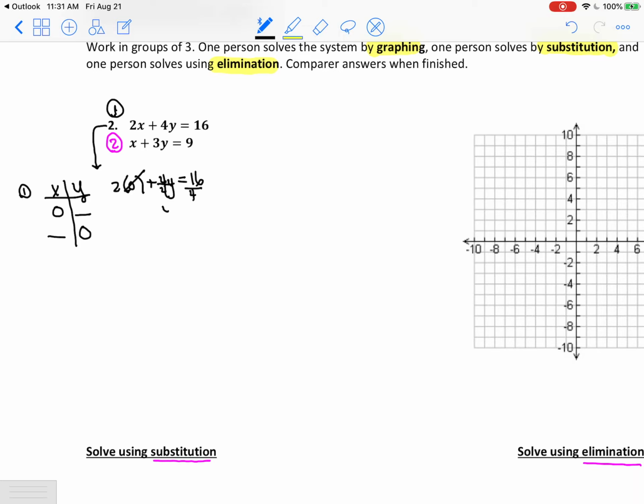Looks like when x is 0, y is going to be 4. And let's see what happens when our y is 0. So that's going to go away, and x is going to be 8. Okay, that was nice and easy.